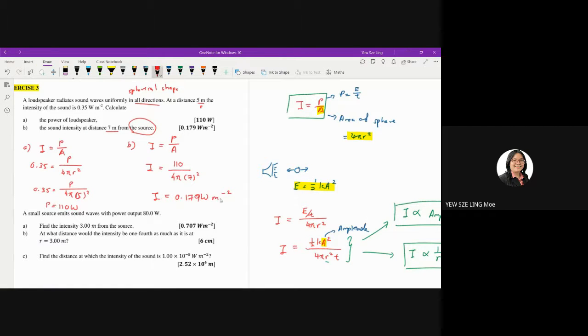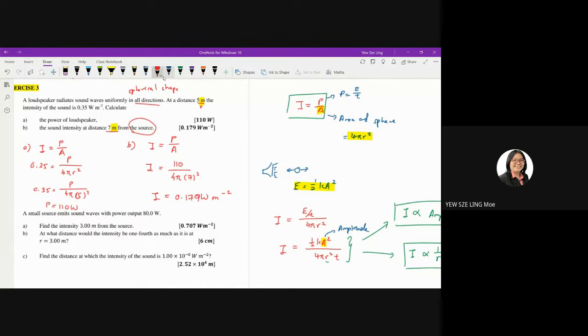The meter to the negative 2 is because the question gives you distance in terms of meters. If the question gives you distance in terms of cm, then this will be cm to the negative 2. So be extra careful with the unit. The safest way is to change everything into SI units before you solve it. Right? So that is question 1.